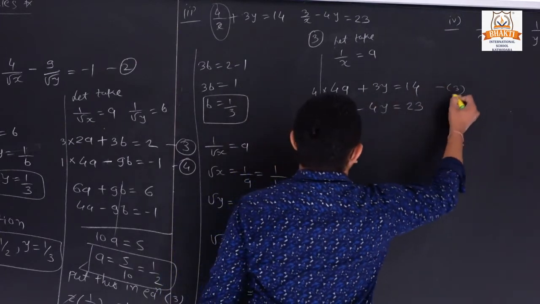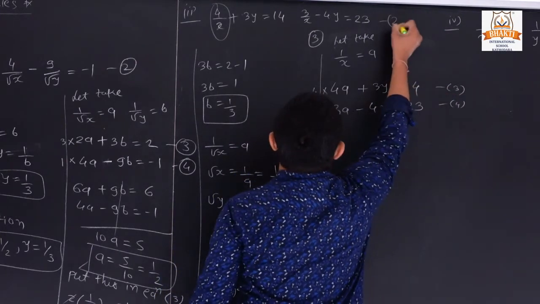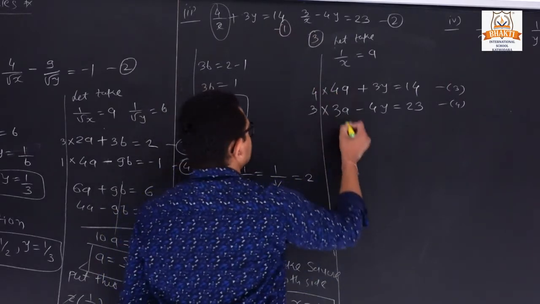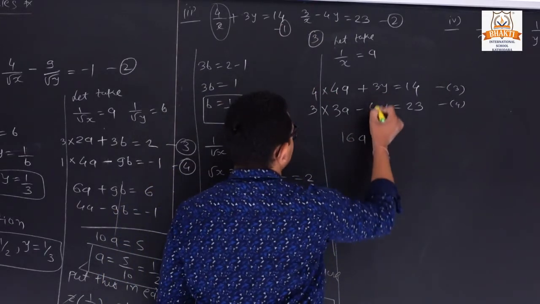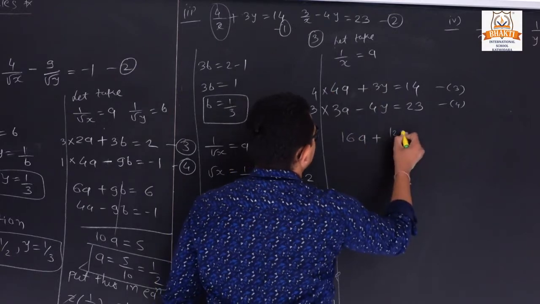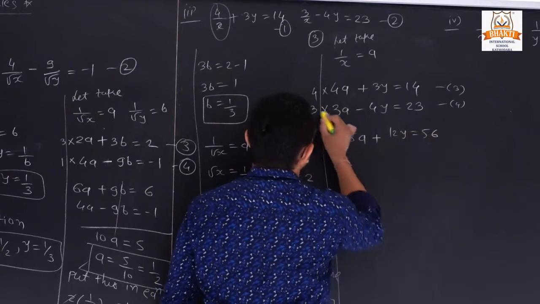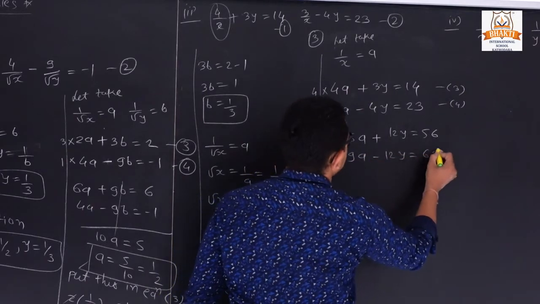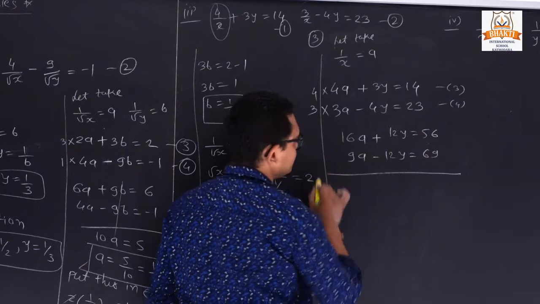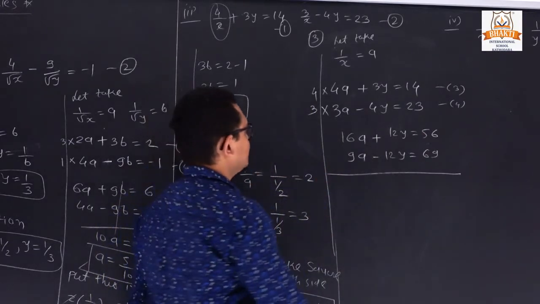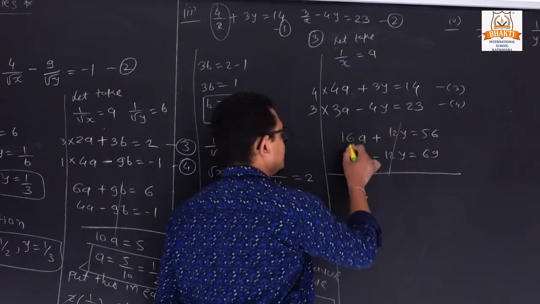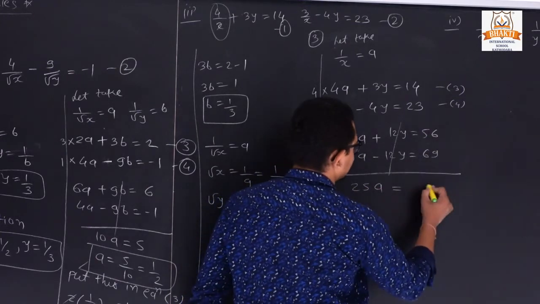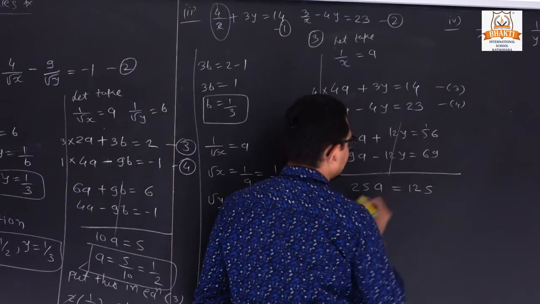We can declare it as equation 3 and 4. It is equation 2, and this is our equation number 1. So 4 4s are 16a, plus 4 3s are 12y, 56. 3 3s are 9a, minus 12y, and 69, 23 3s are. Now simplify this. So these both are cut. 16 plus 9, so it is 25a is equal to 6 plus 9, 15, 1 12, 125.